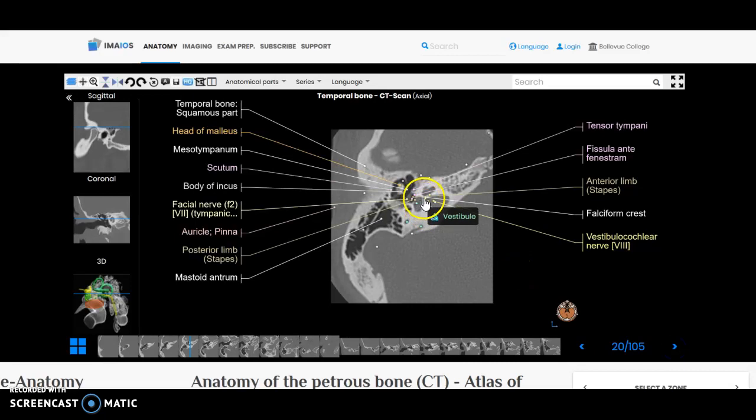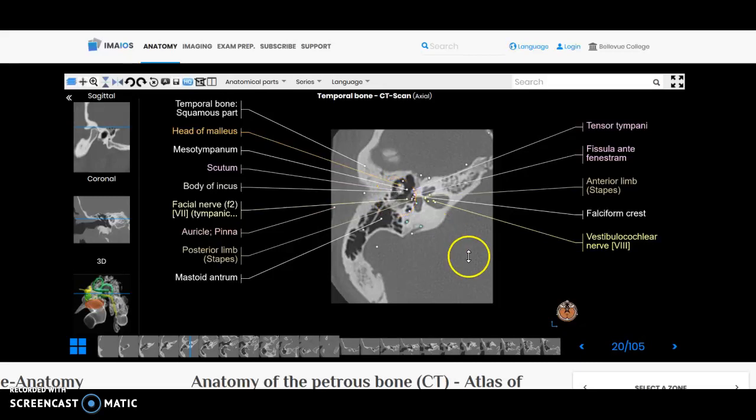And just when you get to the level of the cochlea, you're going to see the head of the malleus, the body of the incus, and the posterior limb of the stapes here. So it goes from lateral to medial: malleus, incus, and stapes.